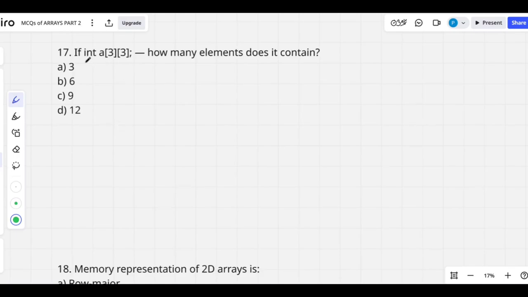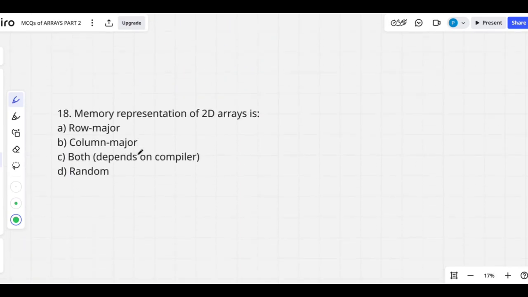A 2D array is given over here, and we need to find the total number of elements. Total elements are 3 into 3, which will be 9. So option C is the correct one for question number 17. Now moving to question number 18.